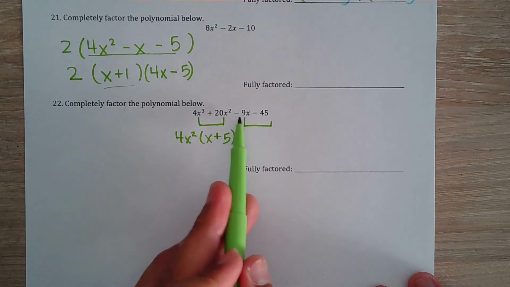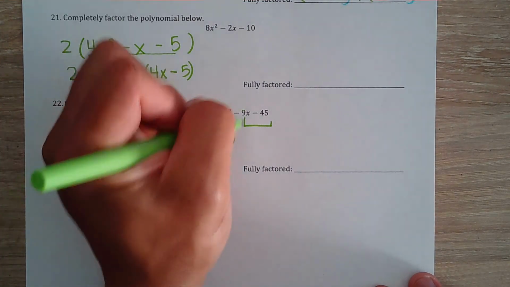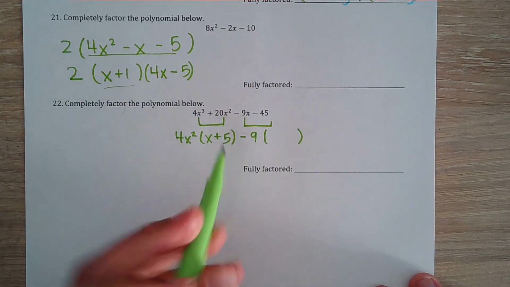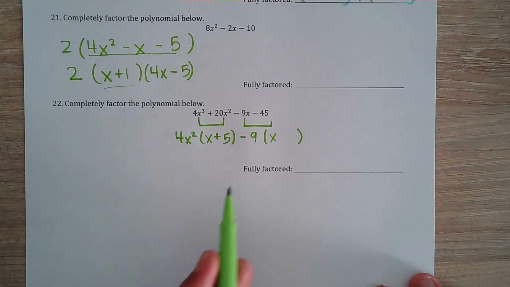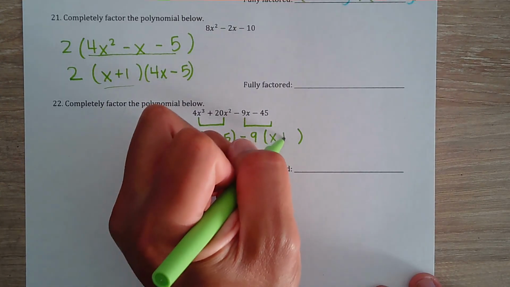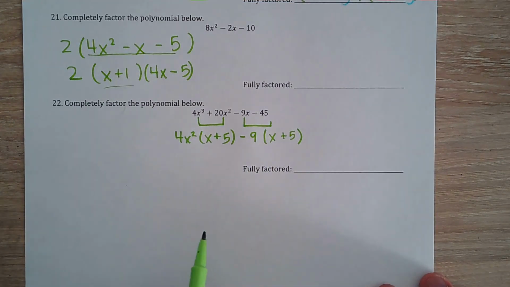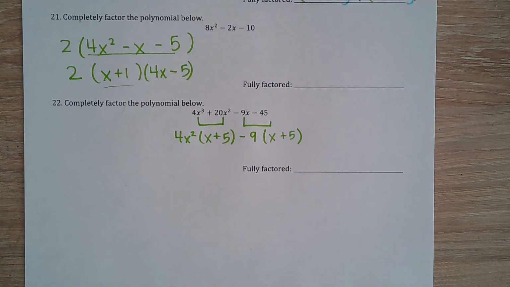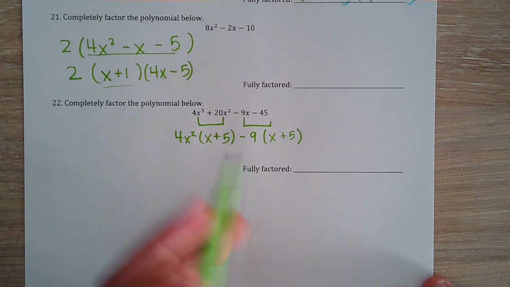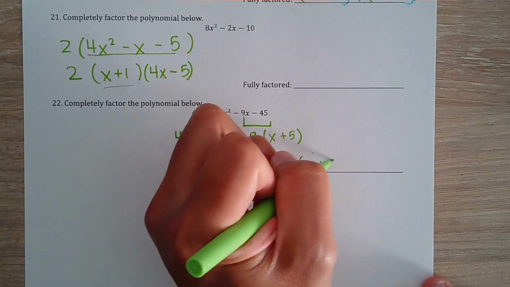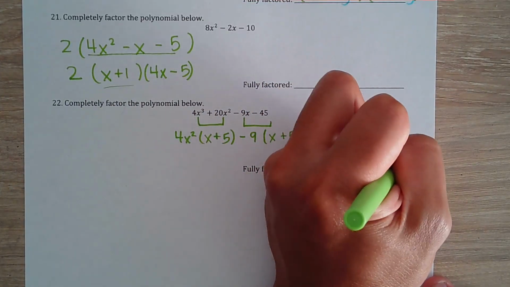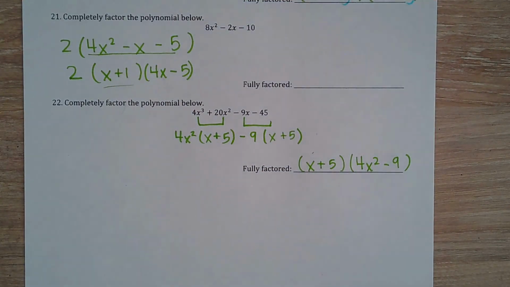Once again, we have that minus sign in the middle, so let's try to factor out a negative 9. And then in parentheses, negative 9 times x would give me negative 9x. Negative 9 times positive 5 would give me negative 45. And then, yeah, it works out. We have this x minus 5 in parentheses and this x minus 5 in parentheses. All right, so for the final answer, we write x plus 5 multiplied by 4x squared minus 9. That is your final answer.